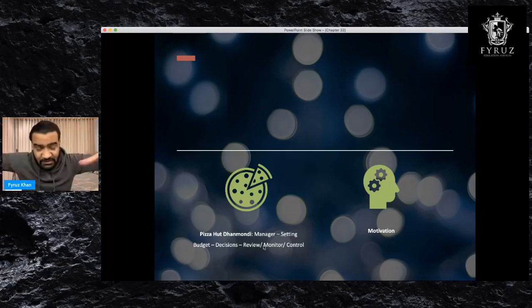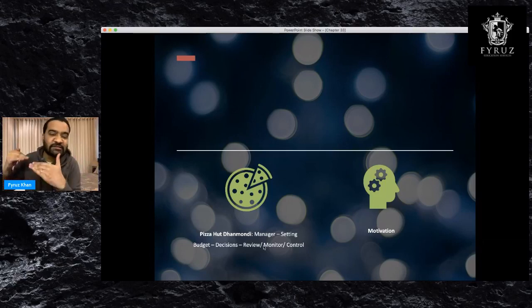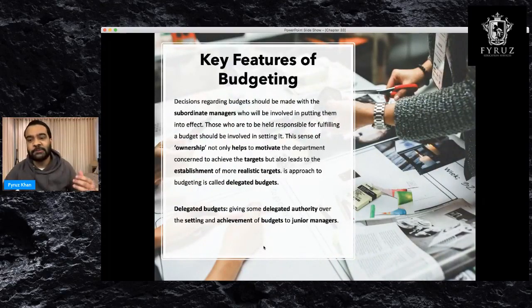Because when one person is in charge, that's good in a way, because then that person will be answerable to any problems or any questions. And this also raises the motivation level of the manager, because that person is involved with budgeting right from ground zero till the end. So managers should be able to make the budget, make decisions, review, control it. This will motivate them. This will give them a sense of ownership, sense of purpose.